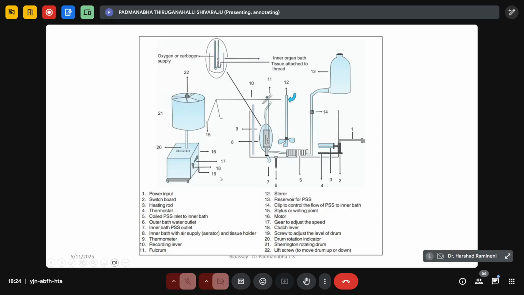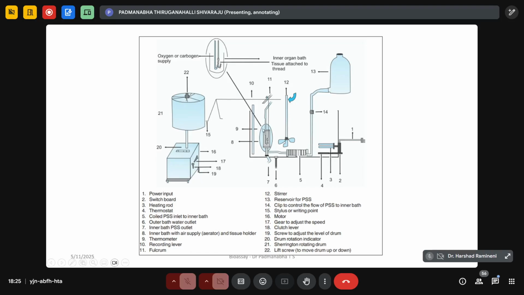one is the power input, this is the switchboard, and this is the heating rod. So basically you will have a Sherrington's rotating drum, kymograph, and this is the organ bath. Usually the commonly used are the single organ bath as well as the double organ bath, and on the industrial side you will have a multiple organ bath as well. So this is the heating electrode, and this is the thermostat, and this is the coiled physiological salt inlet to the inner bath. And next is the outer bath.